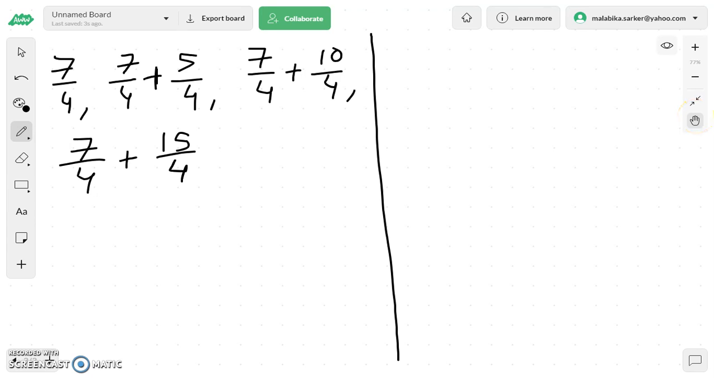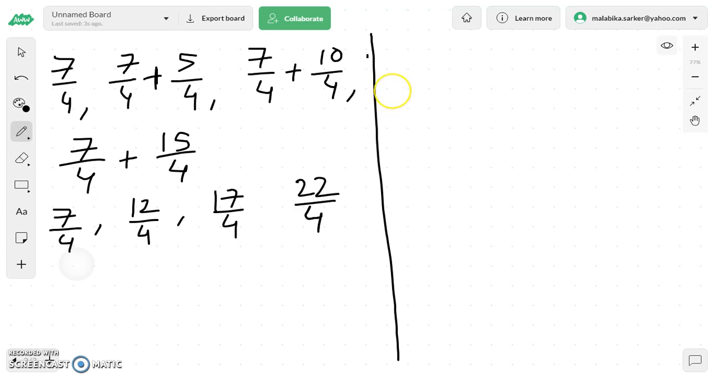So let us write down the terms. Our first term is 7 by 4. And the second term is 7 plus 5, which is 12, so 12 by 4. I am not reducing it because it will help us when we do the addition. And the third term is 7 plus 10, which is 17, so it's 17 by 4. And the fourth term is 7 plus 15, which is 22, so 22 by 4. Right?